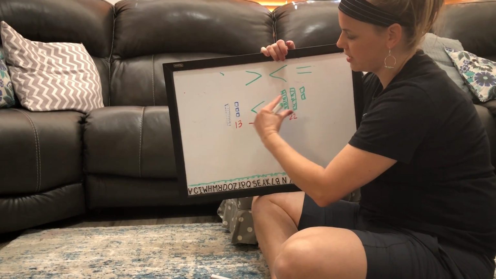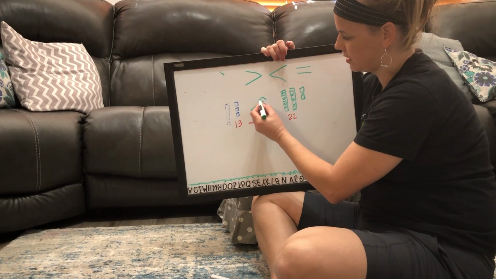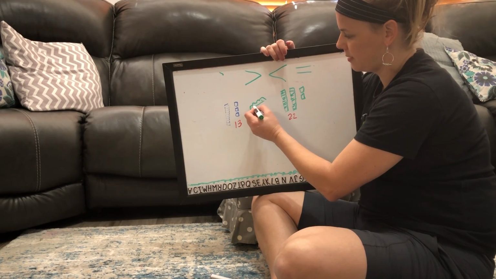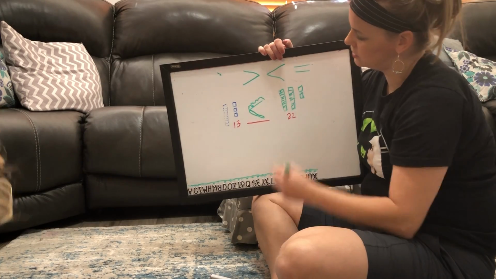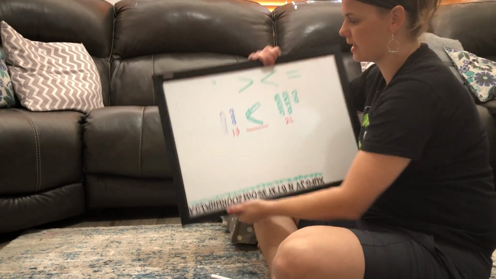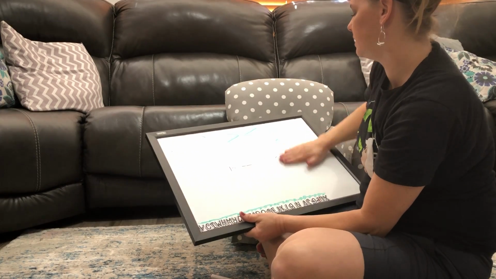Okay, the greater gator goes towards, whoops, his eyeball right there, goes towards the larger number. So you can do this with anything. It can be objects that we're looking at.